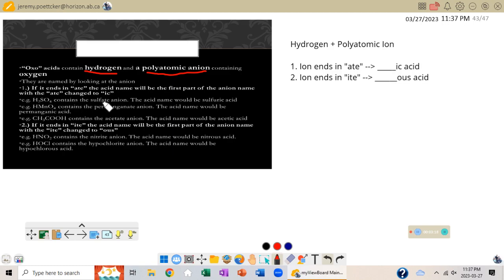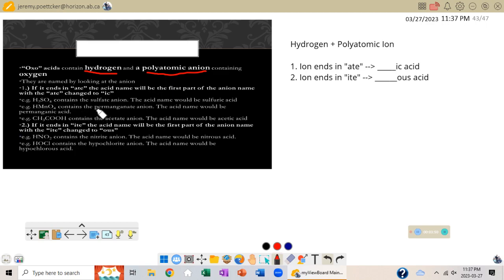Okay, lovely. So now you'd think, oh, we change ate to ic. That would be sulfic. But no. The wonderful people who make up these names have decided that sulfic sounds weird, and so let's change the rule to make it sound better, and this is in fact not sulfic acid, but sulfuric acid. I'm used to it, so I guess I agree that it sounds better, but it just doesn't quite follow the rule.